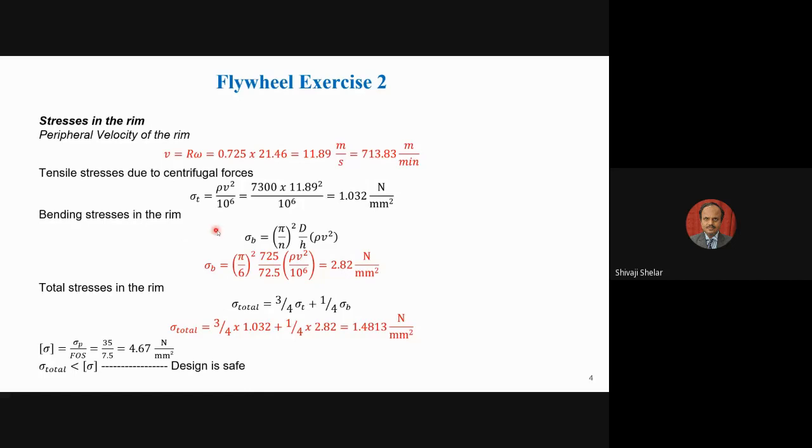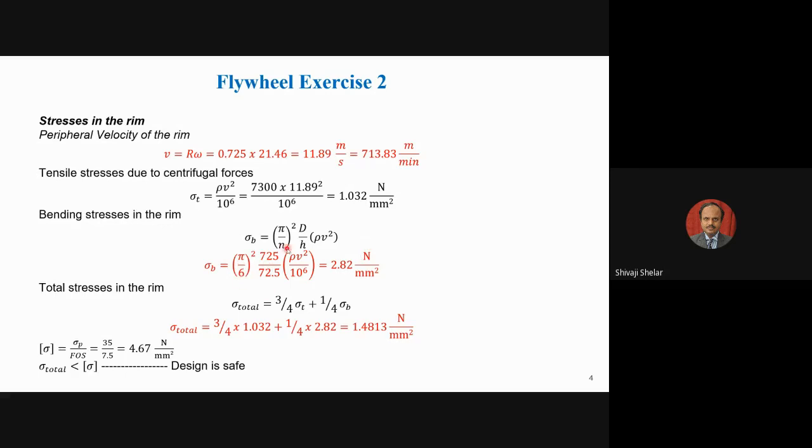Again, bending stresses will depend upon the geometry of this rim. So sigma B is equal to pi by n, bracket square, into d by h, into rho V square. So this formula has to be used here. Again, for rho V square, if you use rho in kg per meter cube and V in meters per second, then you will not get sigma in Newton per millimeter square. So to convert this, I have to divide by 10 to the 6. So in the calculation I have divided by 10 to the 6, so that I get this value in Newton per millimeter square.